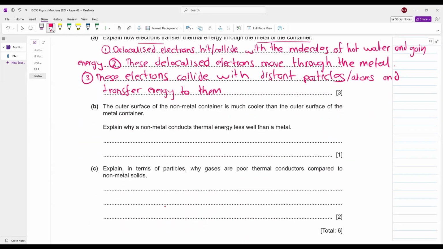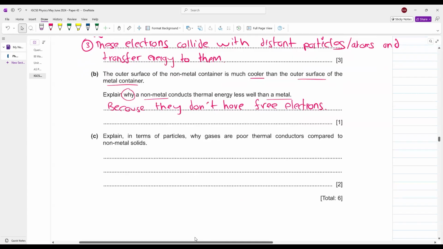The outer surface of the non-metal container is much cooler than the outer surface of the metal container. Explain why a non-metal conducts thermal energy less than a metal. Simple. Because they don't have free electrons. Simple as that.